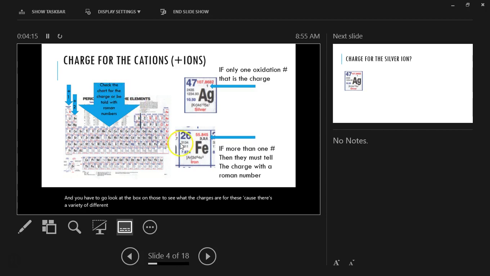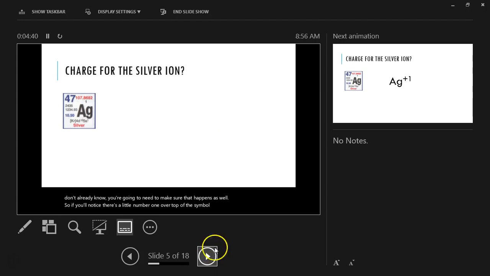Some of these elements have more than one oxidation number, and they'll tell you the number that they're using when they ask you the name of the formula, in Roman numerals. So you do have to also know your Roman numerals. If it's something you don't already know, you're going to need to make sure that happens as well. So if you'll notice, there's a little number 1 over top of the symbol Ag, and that is because silver has a +1 charge.